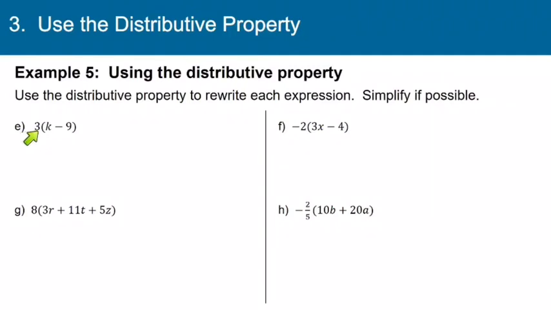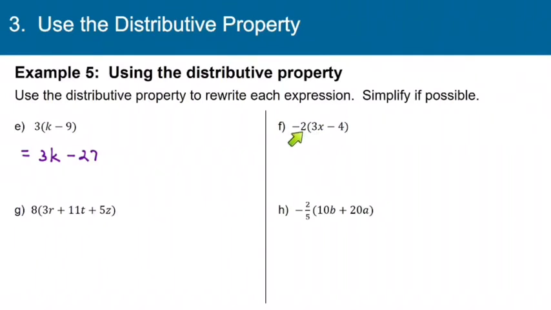Here we have 3 times (k minus 9). So we could say 3 times k is 3k, and then we have minus 3 times 9 is 27. So we end up with 3k minus 27. And you can't actually do this subtraction because you don't know what 3 times k is. So you just have to stop here. This is all we can do to this one.